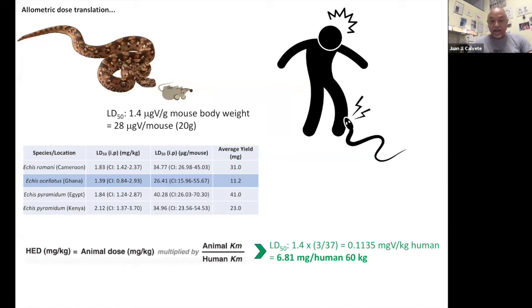So using the formula, you can easily calculate that actually the LD50 for human is around 6.8 milligrams per individual. So this means you have between almost 2 to 4 or 5 LD50s in these venoms.